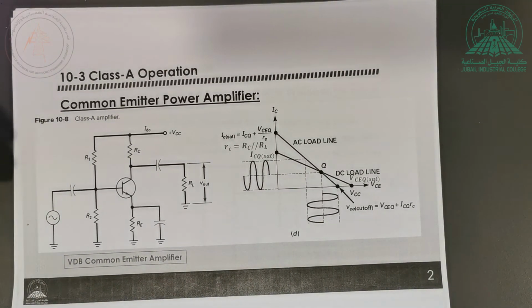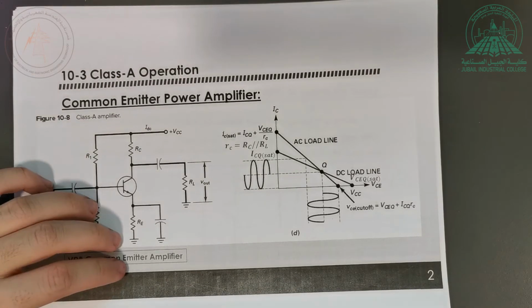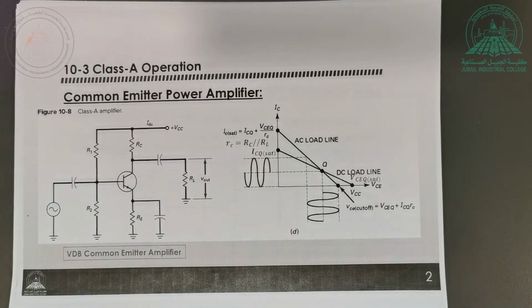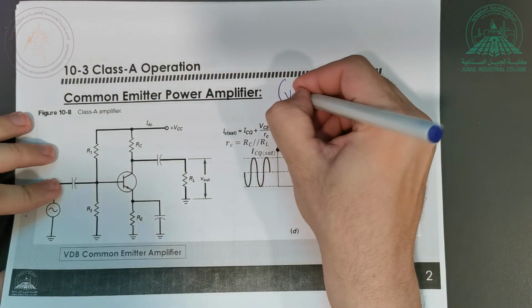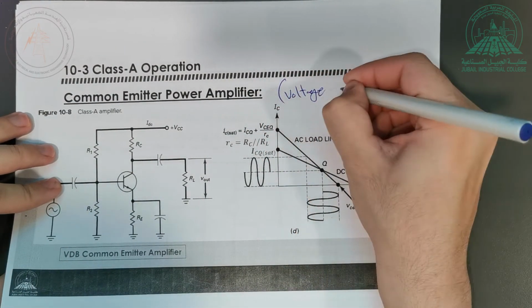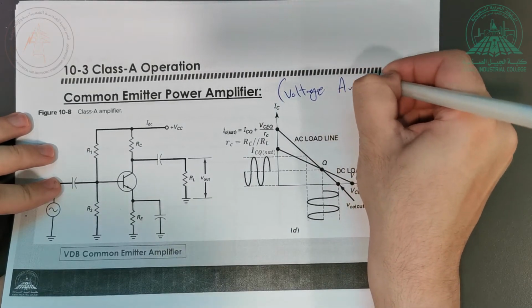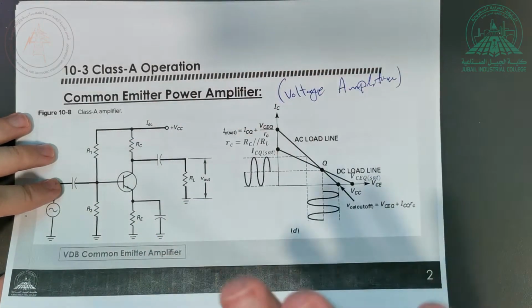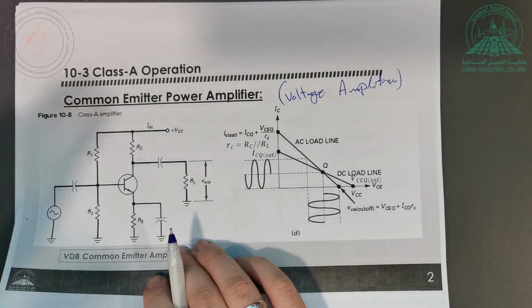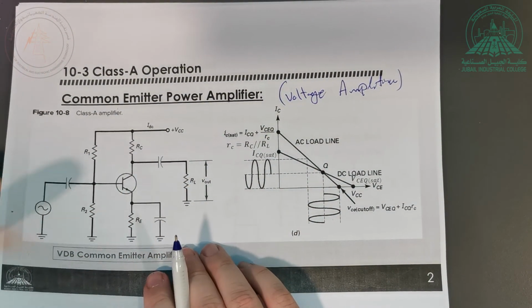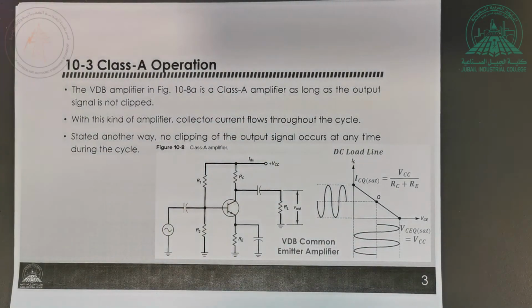So all the voltage will go to the output load. You can see that the common emitter is a good voltage amplifier. Okay, so we're only going to be talking about the voltage amplifier. So we're going to be talking about class A and common emitter. We'll skip class B and class C, and we'll skip the common collector amplifier. So we'll talk only about the common emitter amplifier.